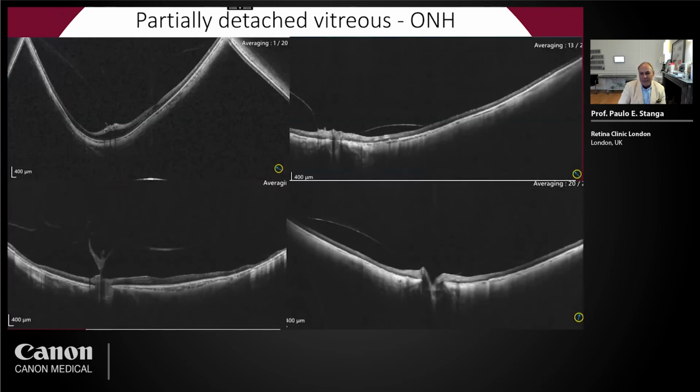Now, these are various examples of images of a partially attached vitreous, of a partial PVD. And here you can see the vitreous attached to the optic nerve head. Again, here, this is a patient with proliferative diabetic retinopathy, and this is a high myope with peripapillary retinoschisis and the vitreous attached to the optic nerve head.